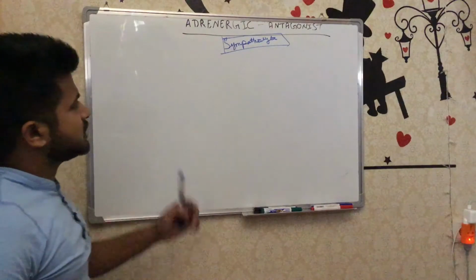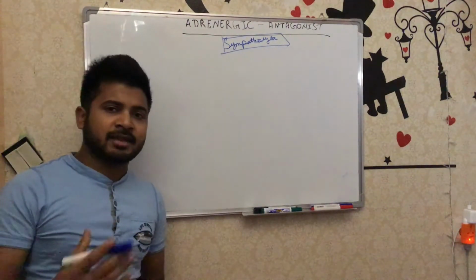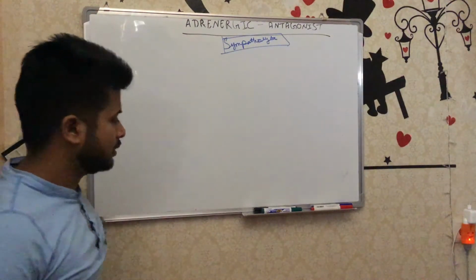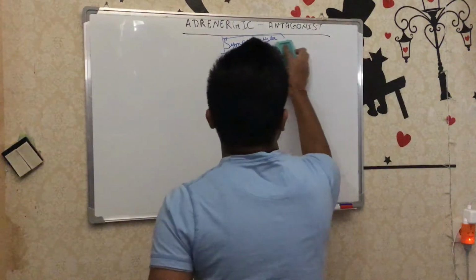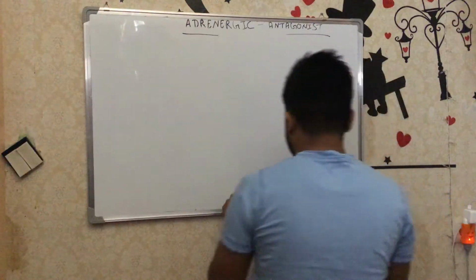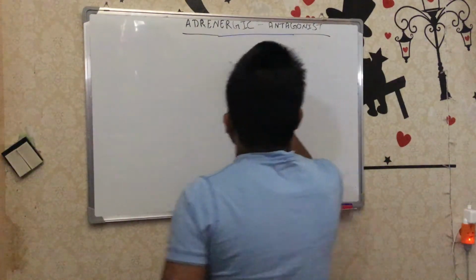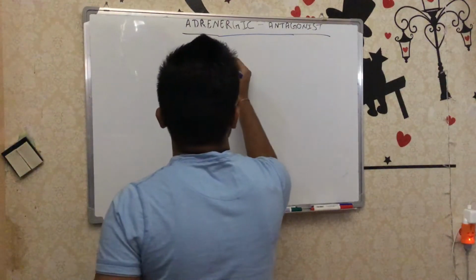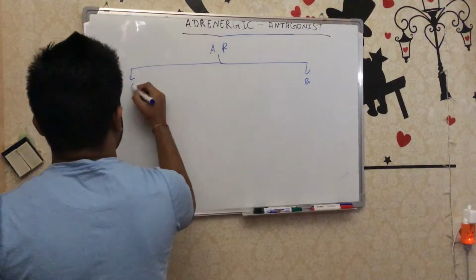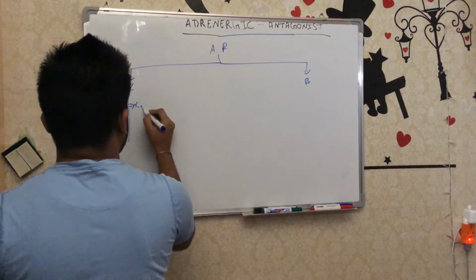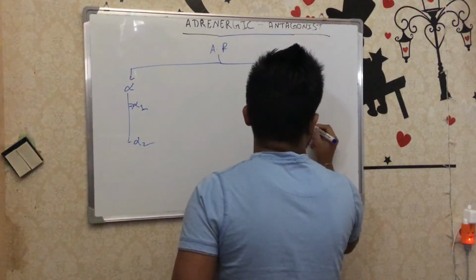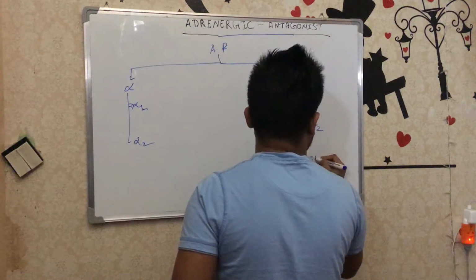Before starting the classification and the further discussion, briefly we'll discuss the adrenergic receptor. We discussed it already in detail in adrenergic agonist, but just for revising: as we know, alpha is further divided into alpha 1 and alpha 2, and beta is further divided into beta 1, beta 2 and beta 3.